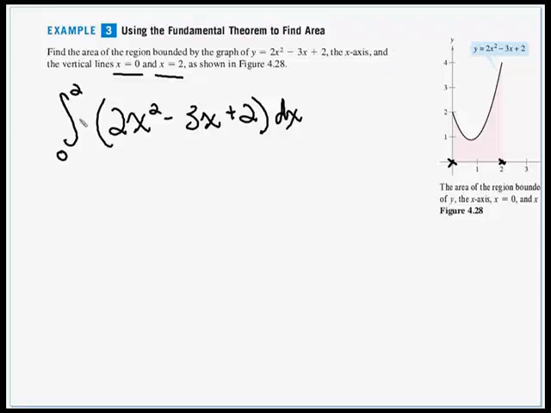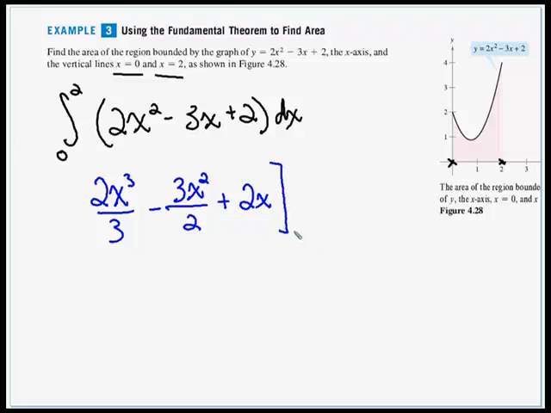Again, we're going to take the antiderivative of our function. That's going to be 2x to the third divided by the new power 3, minus 3x, and that's moved up to squared, divided by the new power, plus 2x. And our integration sign is replaced with a bracket on the right hand side from 0 to 2.